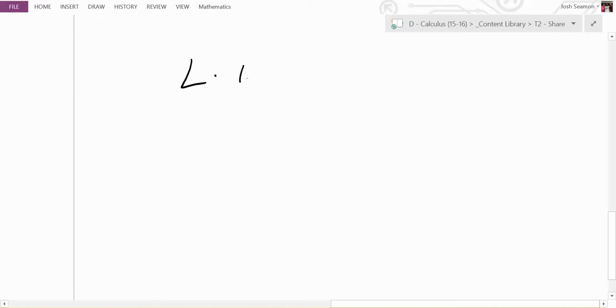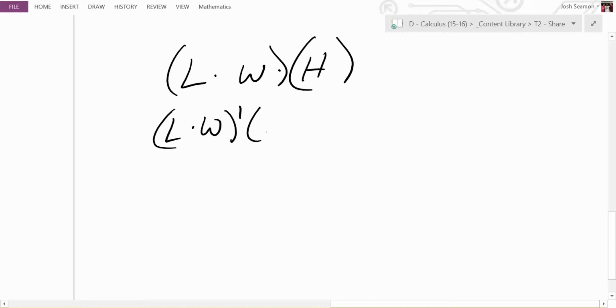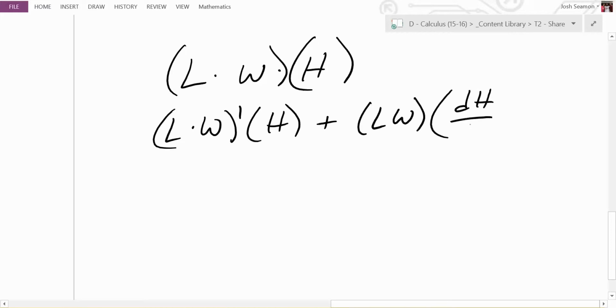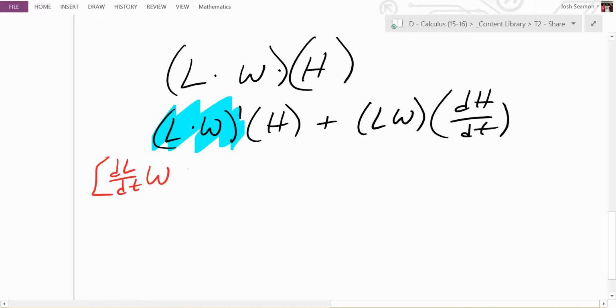Let's say you had L times W times H, and you wanted to use the product rule twice. What you do is you treat this as your first function and that as your second function, right? So the derivative you'd have, I'm going to write this in 2 stages here: the derivative of the first times the second plus the first times the derivative of the second. But then what do you have to compute there? That's going to be dL dt times W plus L dW dt times H plus L times W times dH dt.